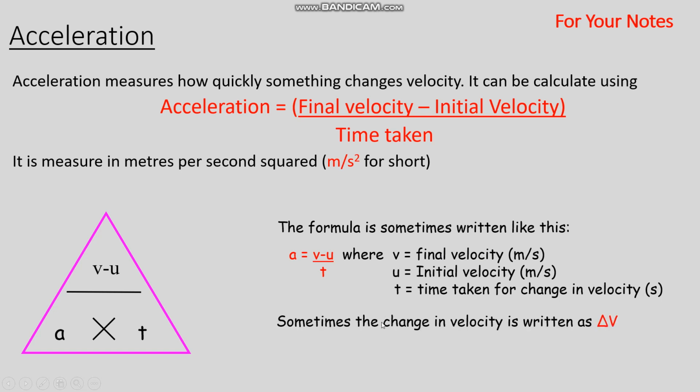Now sometimes you may see it written like this. To save writing out v minus u, we write delta v, the change in velocity. We met that when we did specific heat capacity. So we could write acceleration as a equals delta v over time t. It means exactly the same thing, it's just a neater way of writing it down. You might like to pause the video at this point and jot down the notes on there.